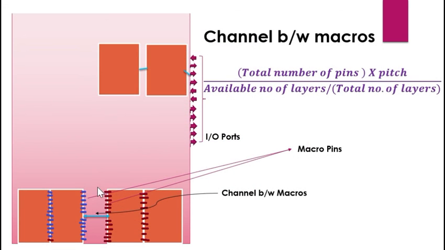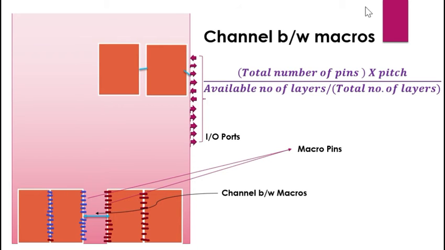The spacing between the channel of macros is decided based on this formula, which is total number of pins into pitch by available number of layers by total number of layers. This pitch is the pitch of the top metal layer in which the pins of the macros are there. For example, if this is metal 2 and this is metal 3, then the pitch of metal 3 is considered. So these were a few macro placement guidelines which should be taken care of while placing the macros.